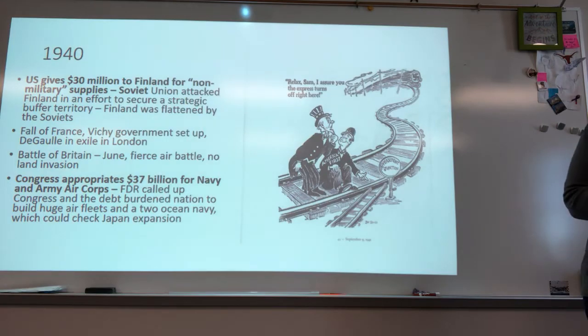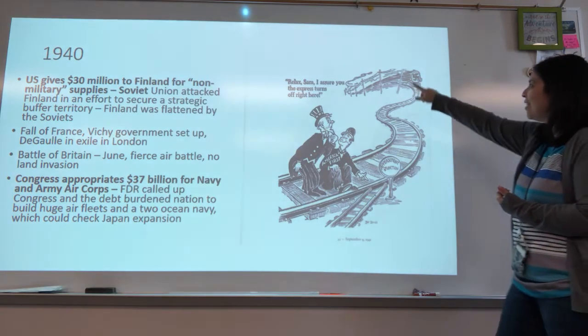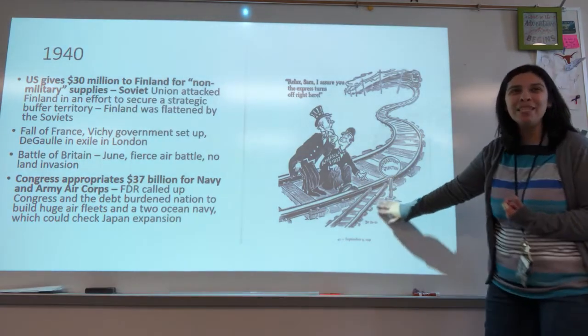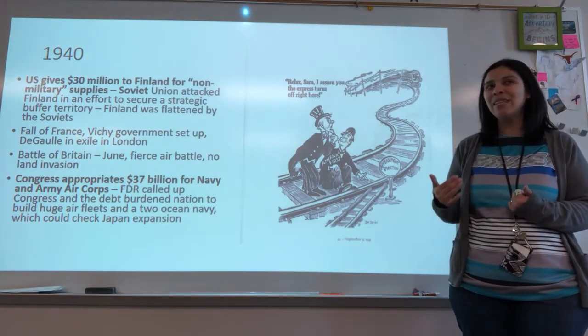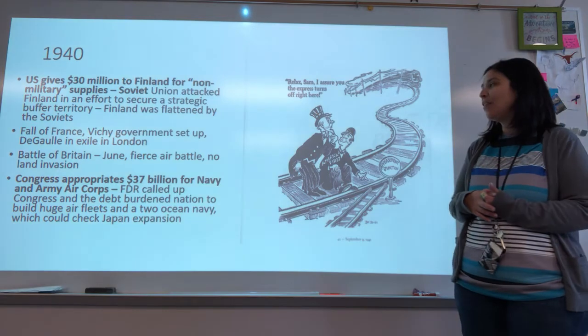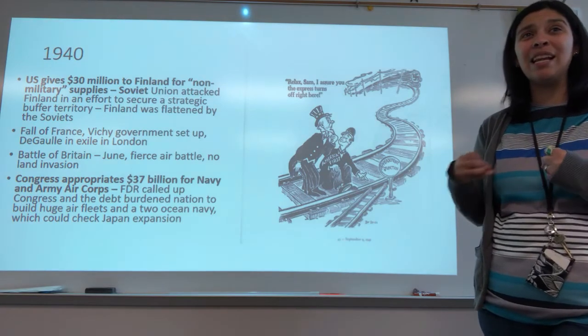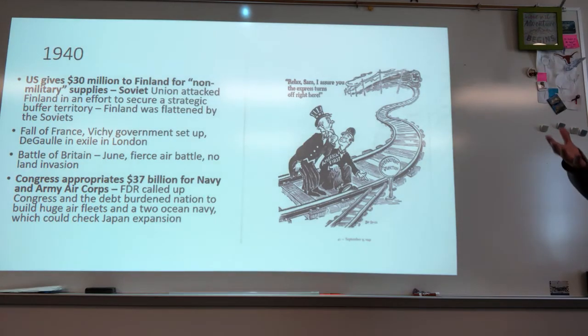Is the U.S. worried about the war coming here? Yes. Look at this political cartoon. It says, relax, Sam. I assure you the express turns right here. So what is this a train of? And it's coming down this train. It's appeasement junction. Does appeasement work? No. Okay, so Congress, and I don't think we need to write much on this one because it's kind of self-explanatory. Congress appropriates $37 billion for a Navy and an Armed Corps. Hooray, because what have they done to the military before with peace and isolationism? Okay, they demilitarize it. So FDR calls up Congress in this debt-burdened nation to basically build huge air fleets and a two-ocean navy. Is this aiding the Allies, or is this transitioning to getting involved in the war?